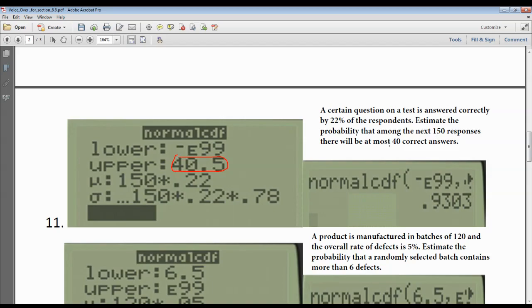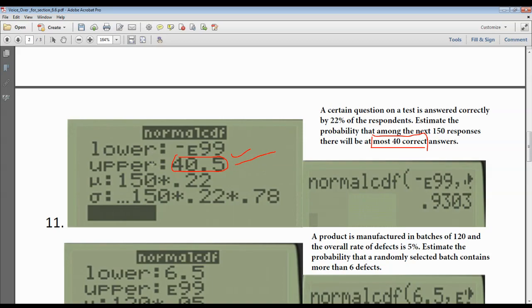In the problem, it says at most 40, and yet you see over here we're using 40.5. Well, that's because of continuity correction. Whenever you have a less than or an expression that translates to a less than or equal or greater than or equal to, you got to be on the other side of the number. And sometimes it doesn't coincide with what the problem says, but that's because of continuity correction. Don't freak out because this says at most 40, and here you're using 40.5.